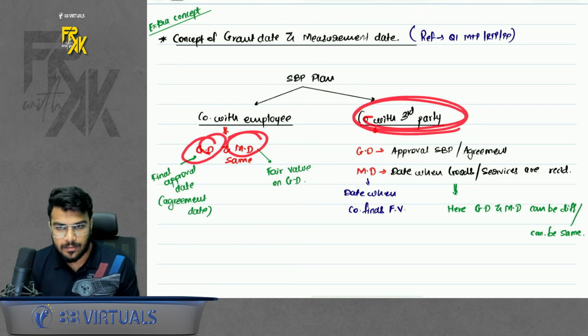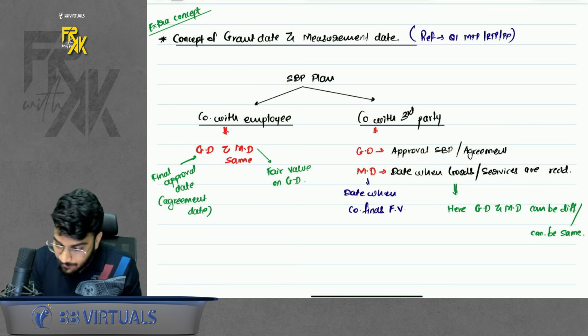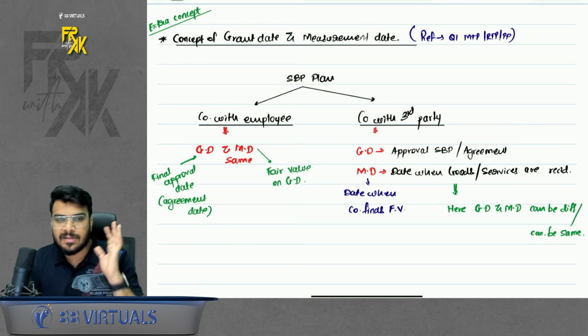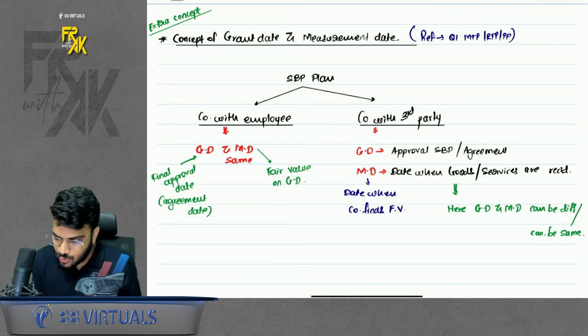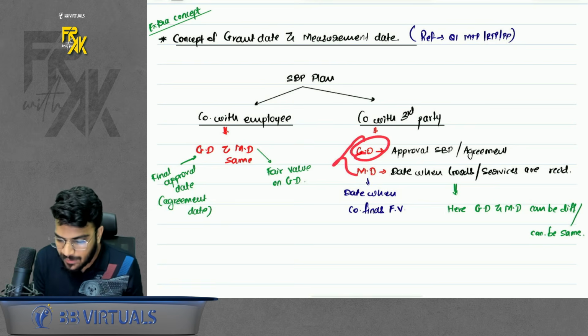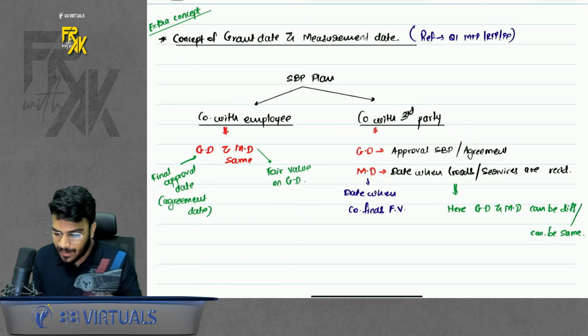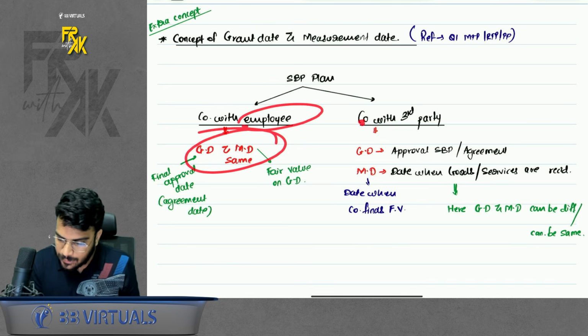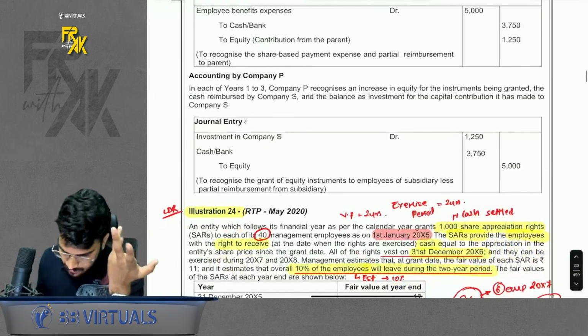In case of third party, grant date is the date when we enter into the agreement. But when is the measurement date? When you receive the goods and service. These two dates can be different in case of third party, right? So if they are different, then grant date will be the agreement date, and measurement date will be the date when you receive the goods and service. But these two can be the same also. But in employee, they are definitely the same. In third party, they can be the same, they can be different. Do remember. Based on this, we have one question.